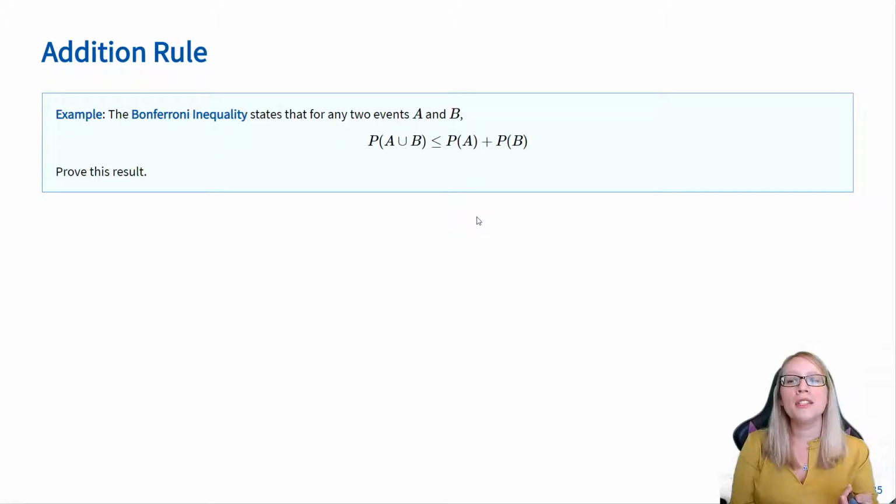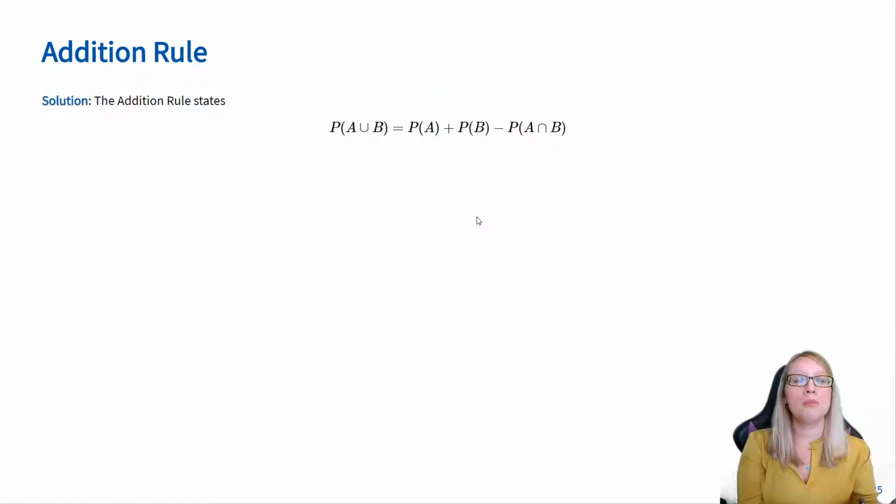Now, this can be used to prove an inequality in probability called the Bonferroni inequality. This says that for any two events A and B, the probability of A union B is less than or equal to the probability of A plus the probability of B. Here's the proof of that.